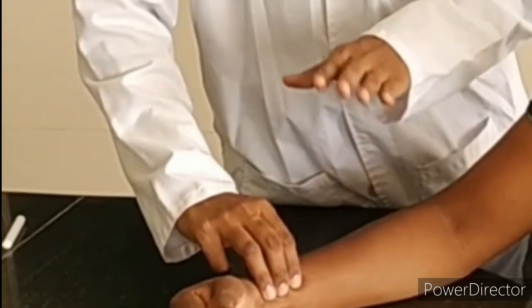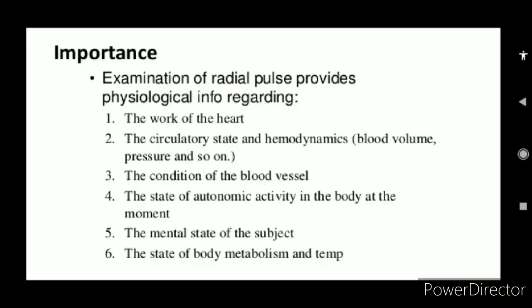So the examination of radial pulse provides physiological information regarding the work of the heart, circulatory state and hemodynamics, that is blood volume, pressure and so on, and the condition of the vessel wall, the state of autonomic activity in the body at that moment, the mental state of the subject, and the state of body metabolism and temperature. So for knowing all these conditions, we have to examine the radial pulse.